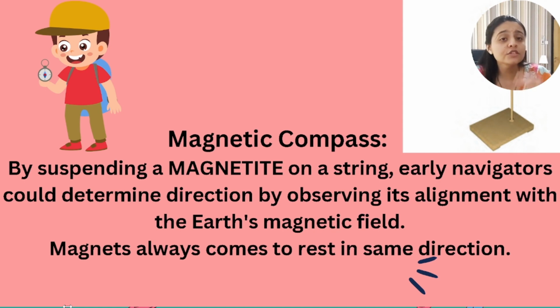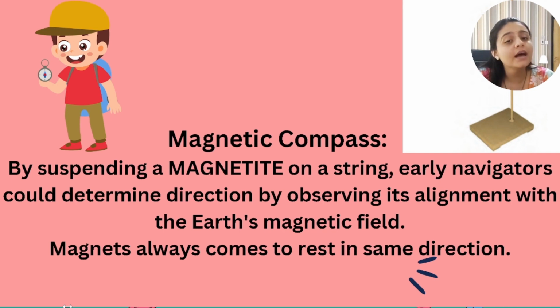It consists of a small light magnet, showing the north pole and the south pole. This magnet is made of iron substance only, but it is so light that it can be contained inside the compass. By suspending a magnet on a string, early navigators could determine direction by observing its alignment with the Earth's magnetic field. Magnets always come to rest in the same direction.